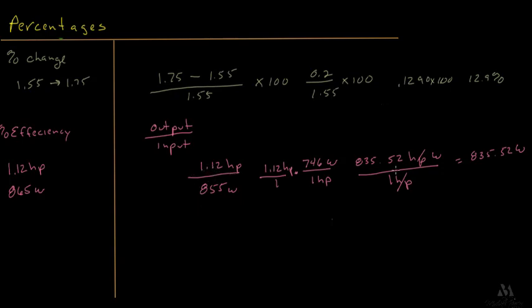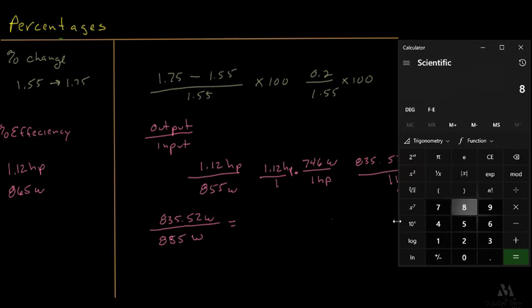Rather than the 1.12, we are going to sub in our converted number. So 835.52 watts is what we got out of the motor in terms of work, and we put in 855 watts. Now, we're going to get a fraction, so we're going to have to multiply this by 100. But let's go ahead and do this. 835.52 divided by 855.